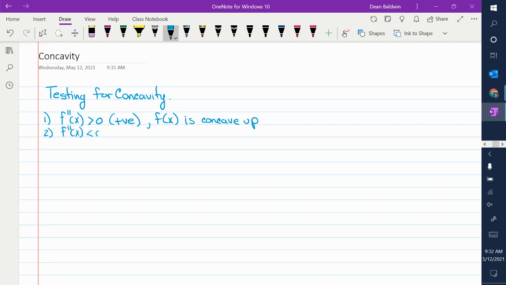If the second derivative is less than 0, negative, f of x is concave down. And if the second derivative equals 0, then it's neither concave up or concave down. It's basically a flat line. It's linear.